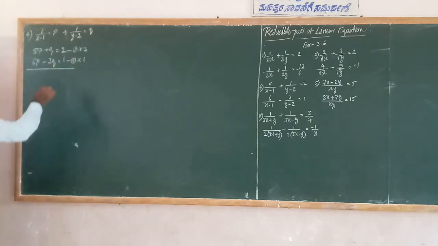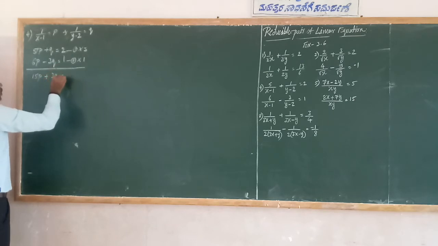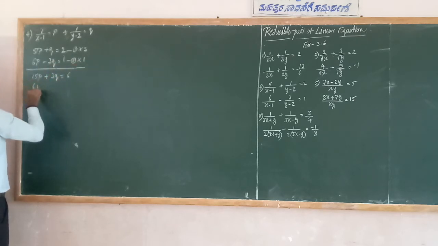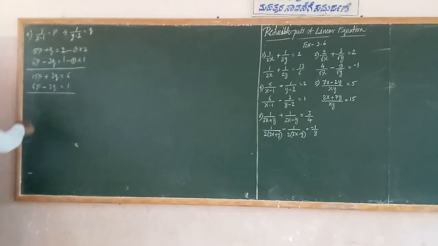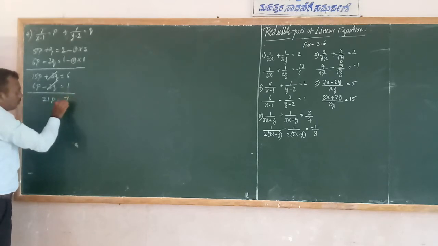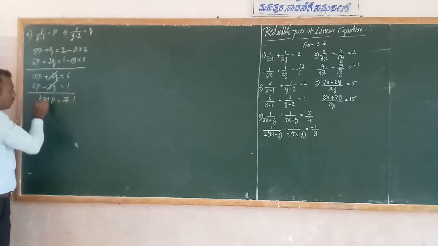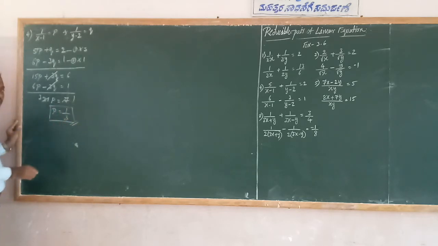See, 3 into 5, 15p, plus 3 into q, 3q, it is equal to 6. Multiplying the second by 1, 6p minus 3q is equal to 1. Now, the signs are already different, therefore you need not change the sign. Therefore, plus 3q minus 3q get cancelled. 15p and 6p becomes 21p. Is it right? 21p is equal to 6 plus 1, 7. Therefore, 7 ones are 7, 3 sevens are 21. Therefore, p is equal to 1 upon 3.